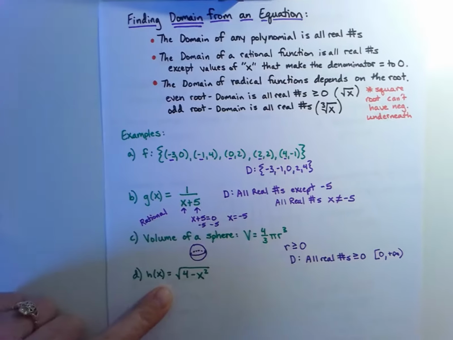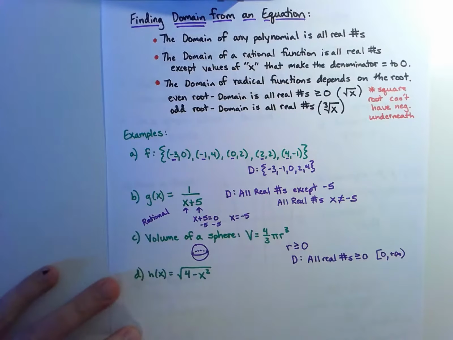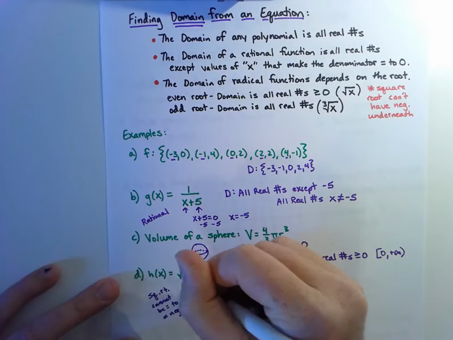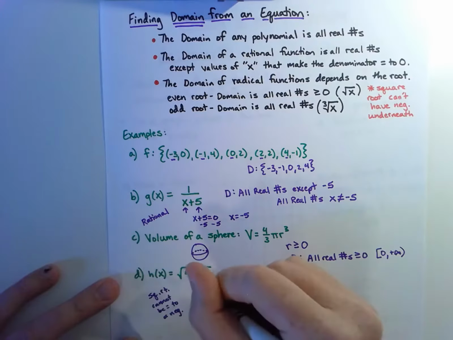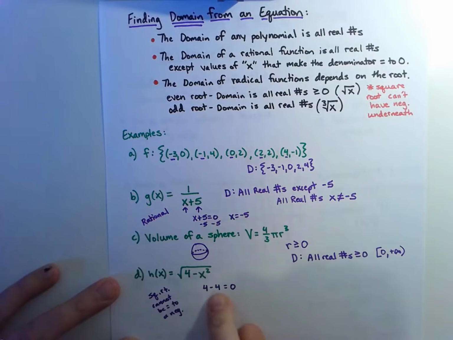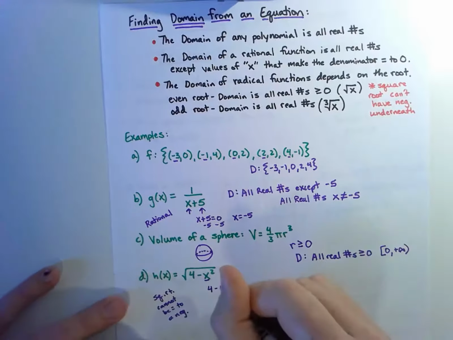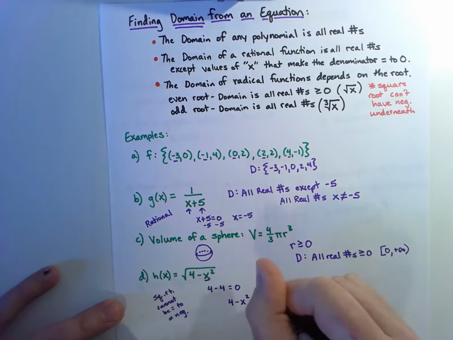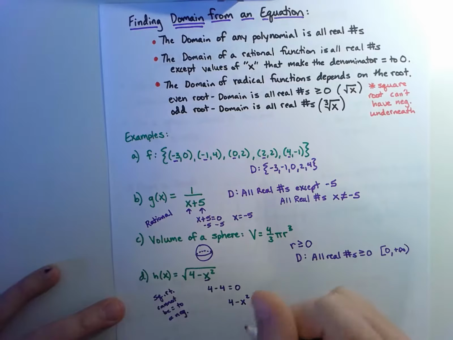Then for h of x, example D here, we just need to think of a square root. A square root cannot be negative, so we cannot have a negative underneath. So we think about what would make this be a negative number. 4 minus 4 would equal 0, but anything more than 4 right there would cause this to be a negative number. So if we set this up, we say 4 minus x squared has to be greater than or equal to 0, because 0 is okay, we just can't have a negative.